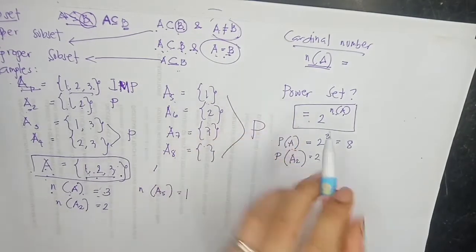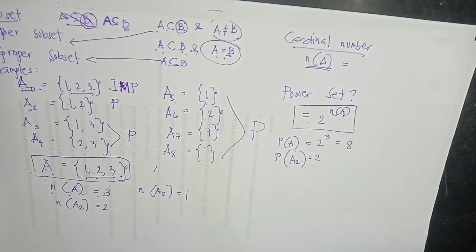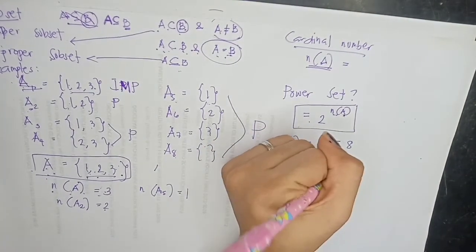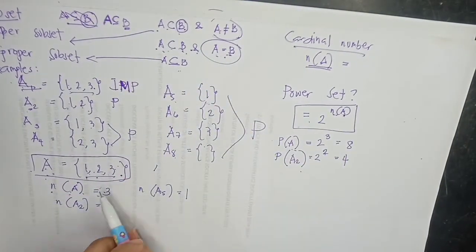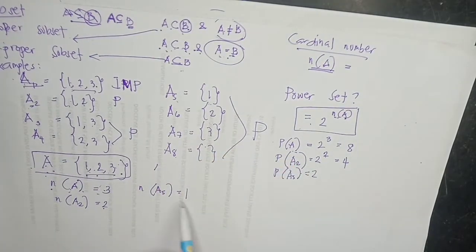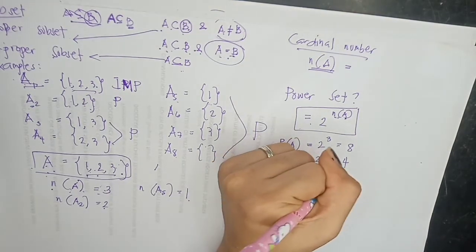So, alam na po natin what is the cardinal number of A2. So, 2 po. So, 2 to the power of 2 is equal to 4. That is the power set of A2. Power set of A5, 2 to the power of, what is the cardinality of A5? 1. So, 2 to the power of 1 is 2.